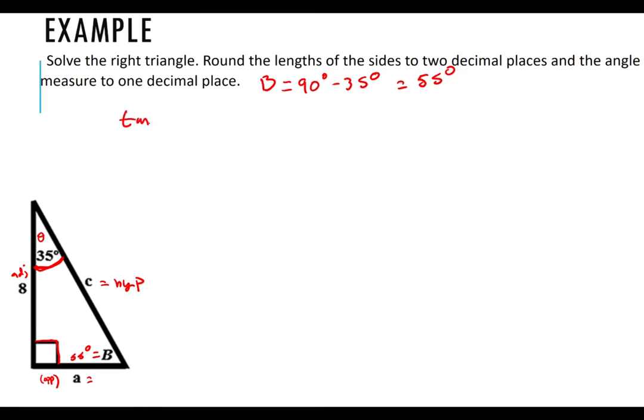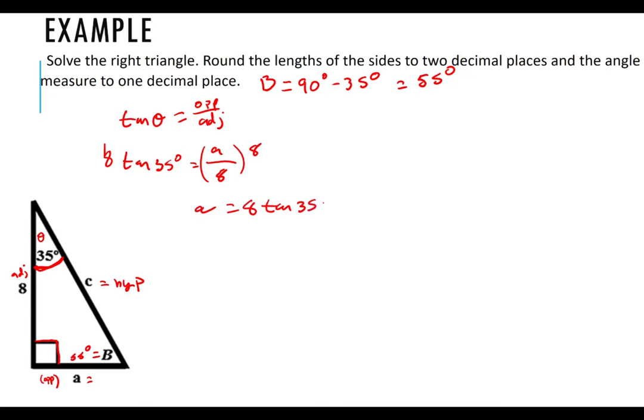And so I remember that tangent of theta is equal to the opposite side over the adjacent side. But in terms of my picture, if I take tangent of theta where theta is 35 degrees, that's equal to the opposite side, A, that I don't know, over the adjacent side, 8. Then I can multiply both sides by 8, and I get that A is equal to 8 tangent of 35 degrees. Don't forget to make sure that you're in the correct degree or radian mode. This time we need to be in degrees.